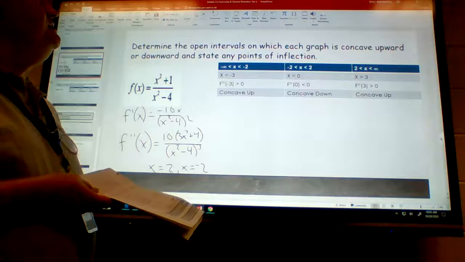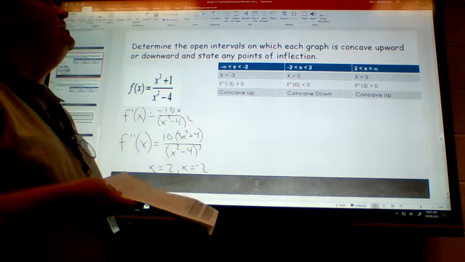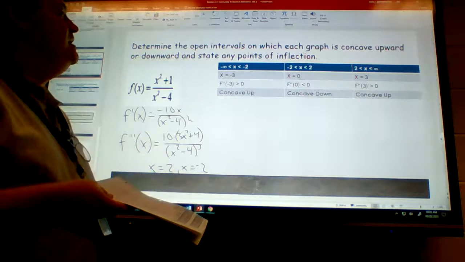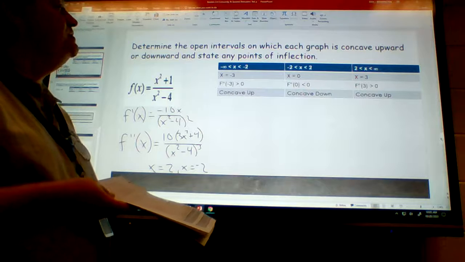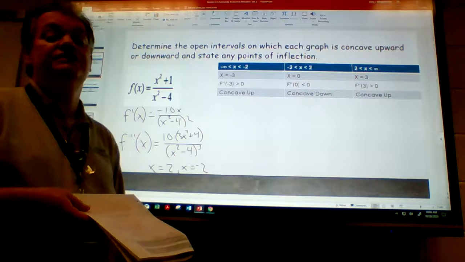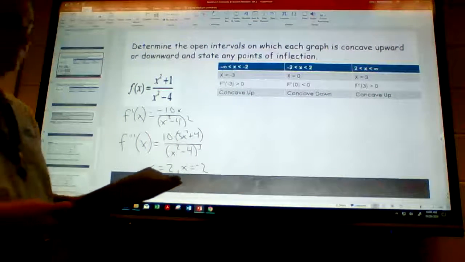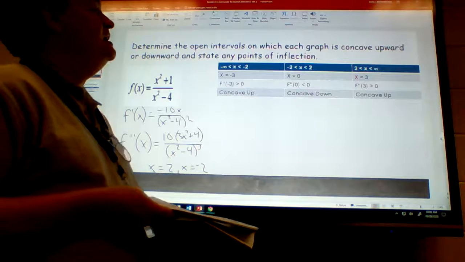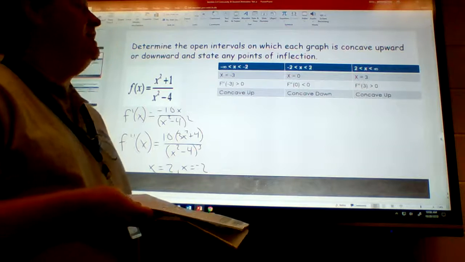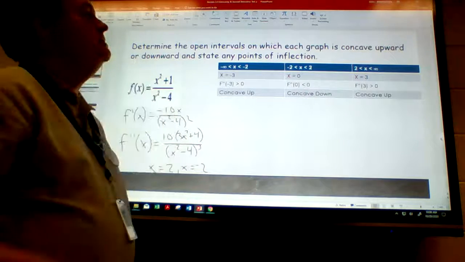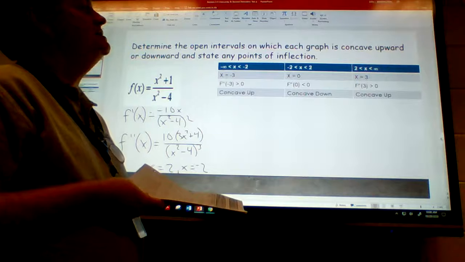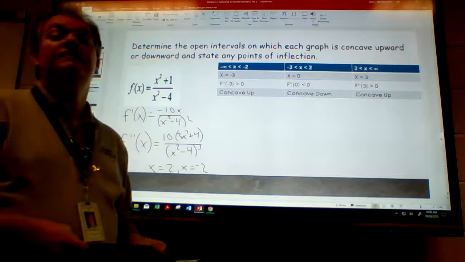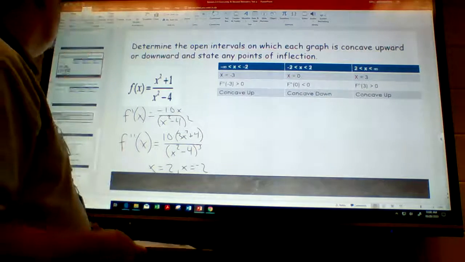So our intervals are from negative infinity to -2. We use a test value of -3, and f double prime of -3 is greater than 0, so therefore it's concave upward. And you can check this on your own using your graphing calculator. And then same thing goes from -2 to 2. I use x equals 0, so f double prime of 0 is less than 0, so therefore it is concave downward. And then finally, from 2 to infinity, I use x equals 3, so f double prime of 3 is greater than 0, which means that it is concave upward. So concave up.